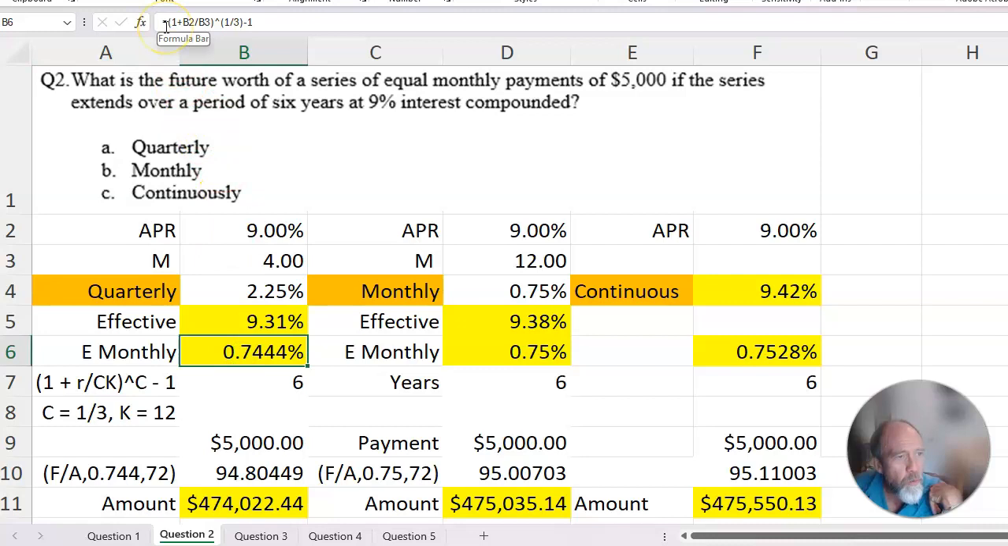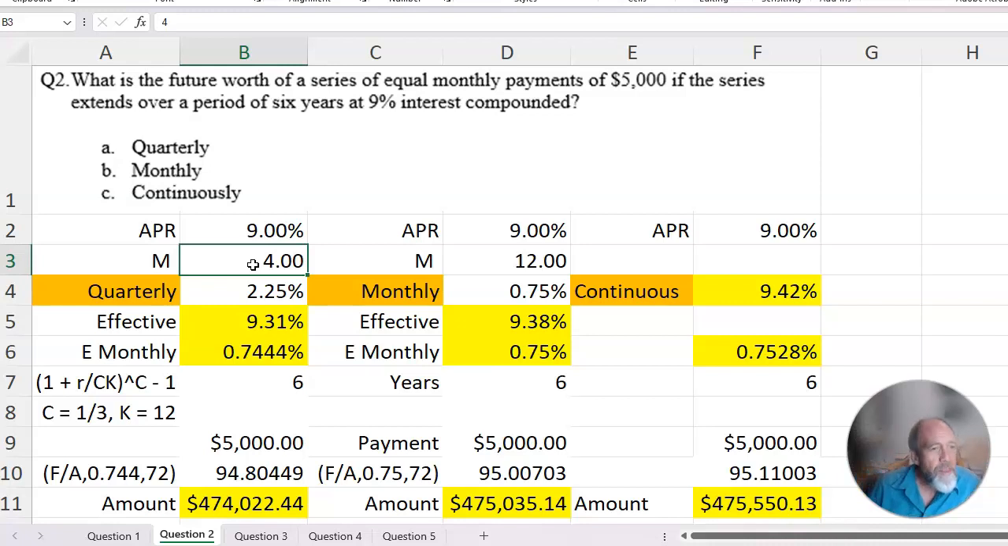So what does this actually come out to be? Well, if you look at the equation, 1 plus the APR over 4, which is the same thing as before because R over K is that. The C is 1/3, so that's up to the 1/3 power, minus 1. If you put in the individual values for R, which is 9%, and CK, which is 1/3 times 12, well, that's 4. So that's just the same as this number, 4. Remember I said CK? It's just your N there. Work this out on a piece of paper. It isn't rocket science.